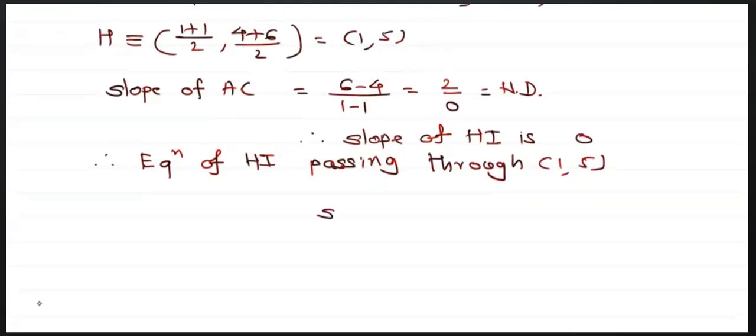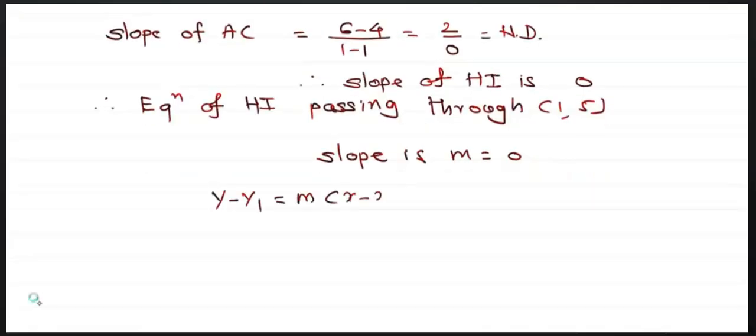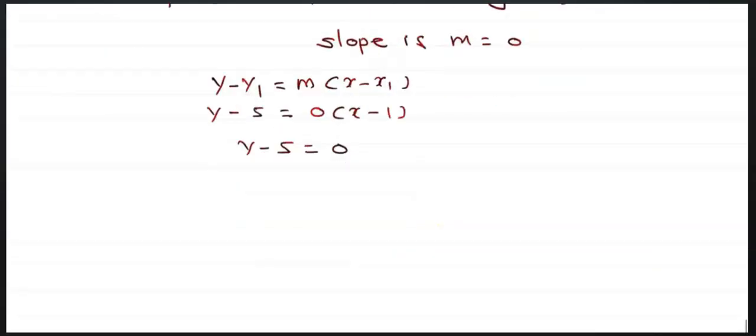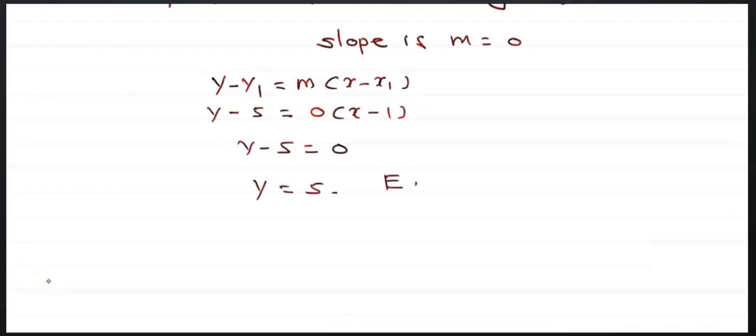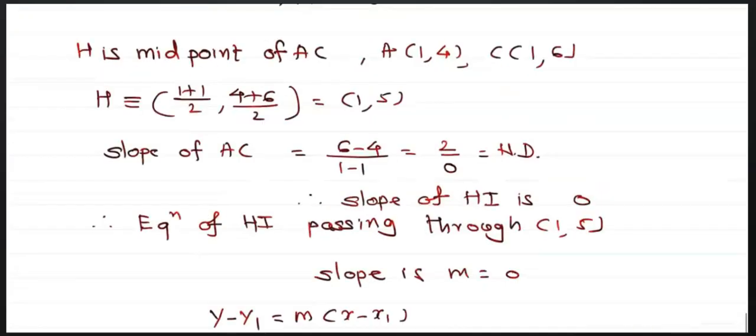Equation of HI passing through the point 1 5. Slope m is 0. Y minus y1 is equals to m in bracket x minus x1. Y minus 5 is equals to 0 in bracket x minus 1. Therefore, y minus 5 is equals to 0, y is equals to 5. This is the equation of the perpendicular bisector HI.